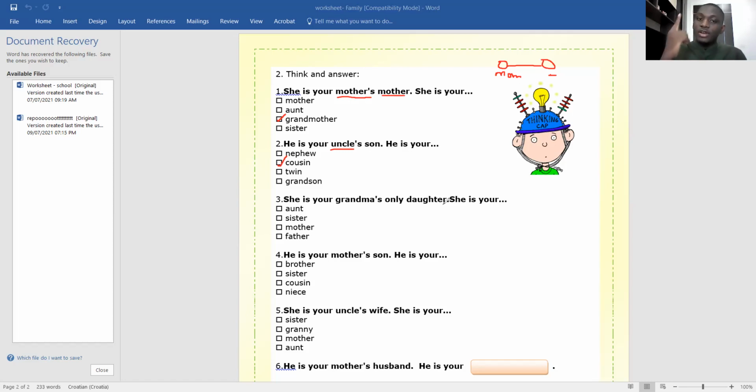Number 3, she is your mother's only daughter. Your mother's only daughter is, she is your grandmom's only daughter. This is your grandmom, right? Grandmother's only daughter is what? Your mother, right? Your mother is your grandmom's only daughter.